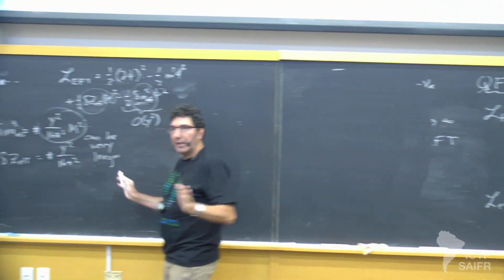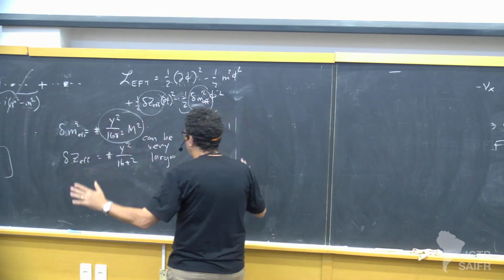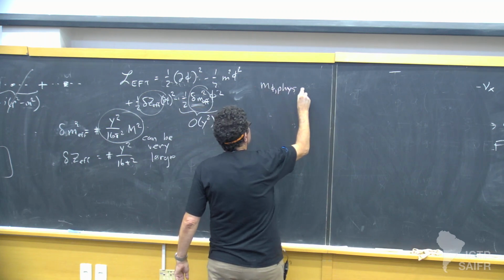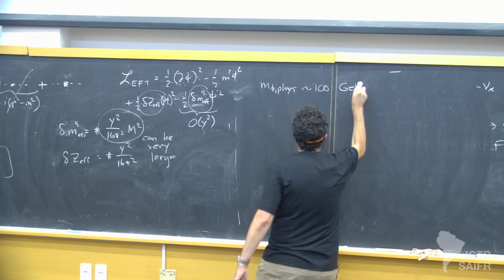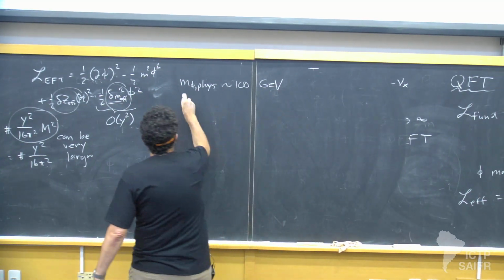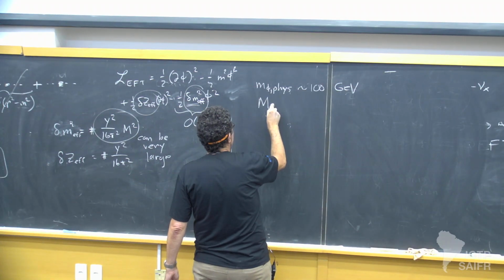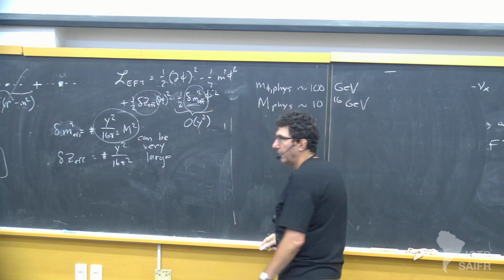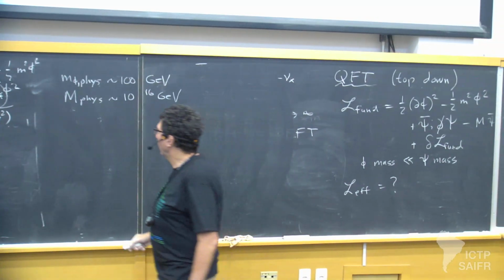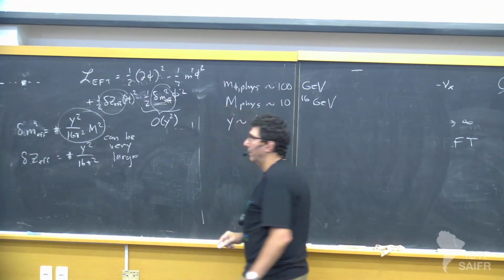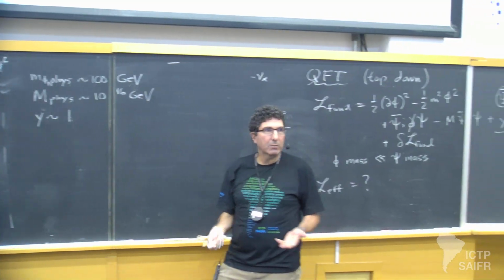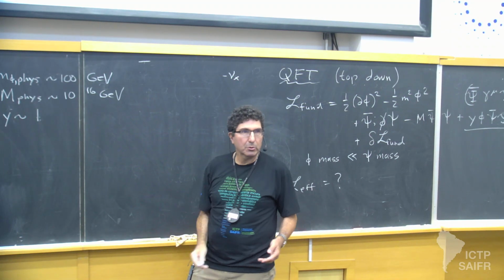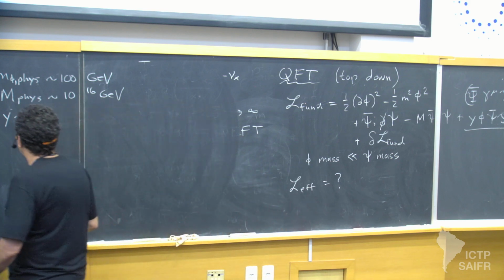So let me say, in physical language, what it is that I'm trying to engineer. I want the phi physical mass to be some number, let's say 100 GeV, like the Higgs mass. And I want the physical mass of the fermion to be about 10 to the 16 GeV. And I want the coupling y to be of order 1. These are very much standard model-like orders of magnitude. If I have a standard model embedded in a GUT, this is exactly the sort of orders of magnitude that I would have.